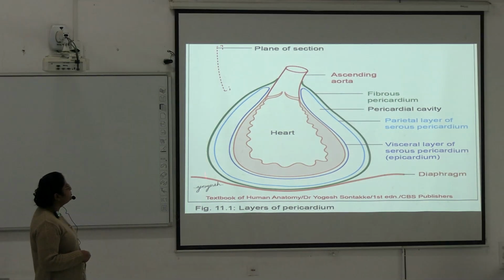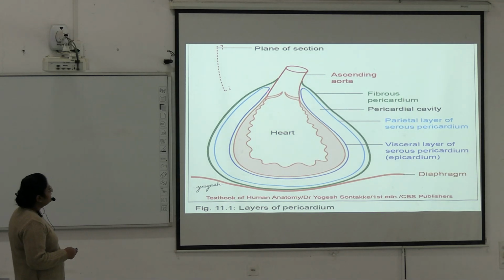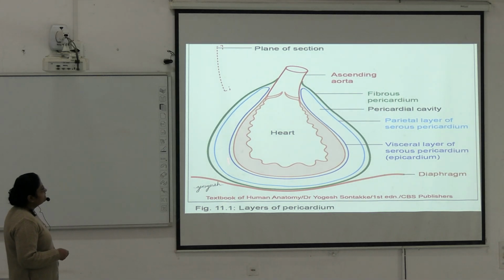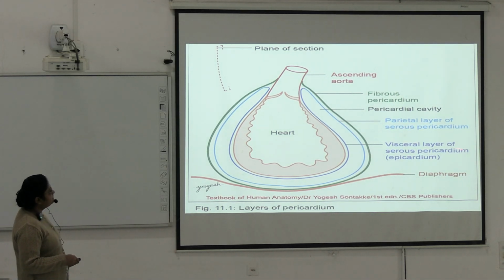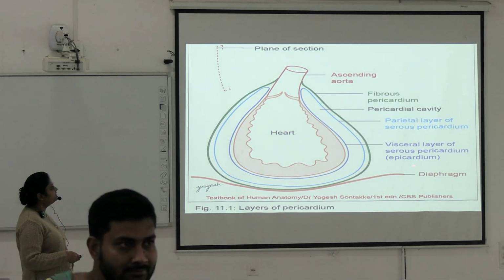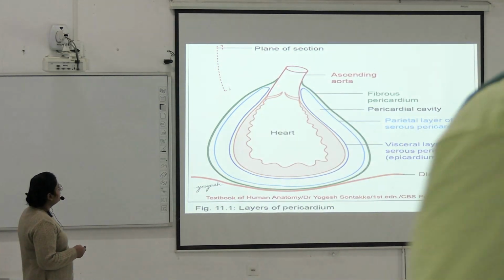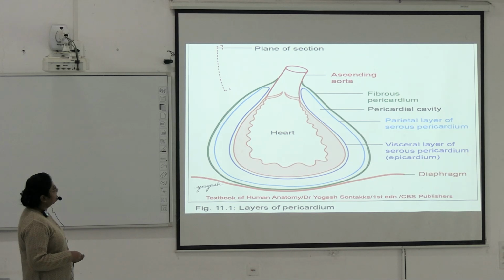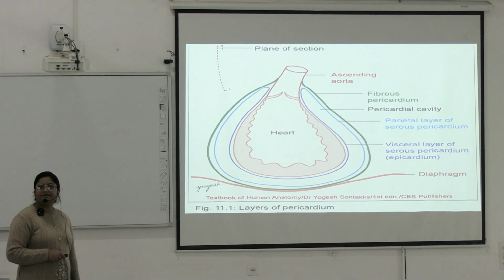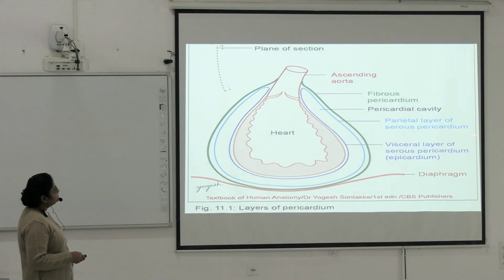It is two layers. The layer covering the heart tube is the visceral layer of the serous pericardium, which is forming the epicardium. And this one, which is lining the inner aspect of the fibrous pericardium, is known as the parietal layer of the serous pericardium.